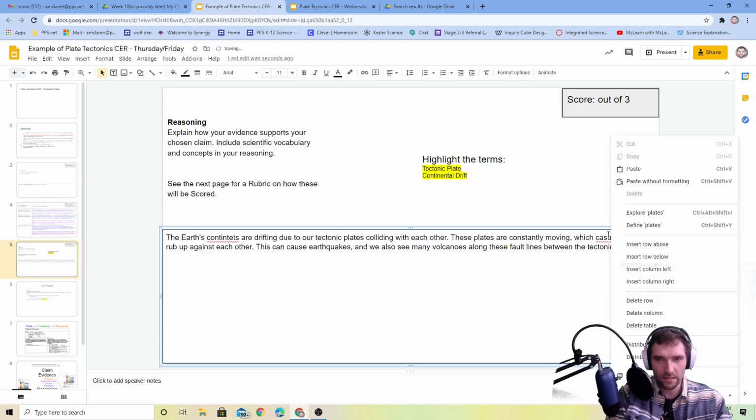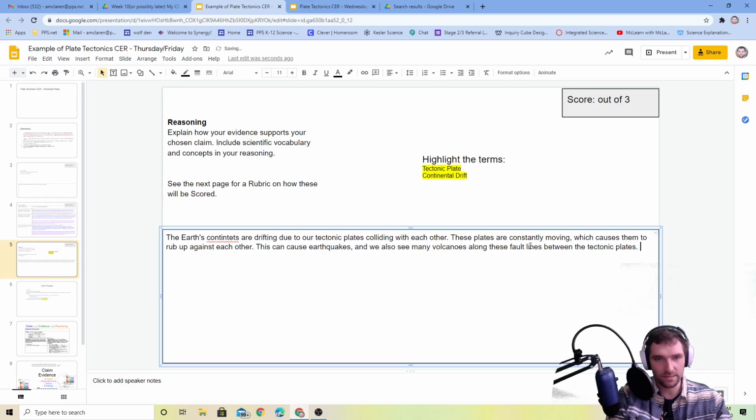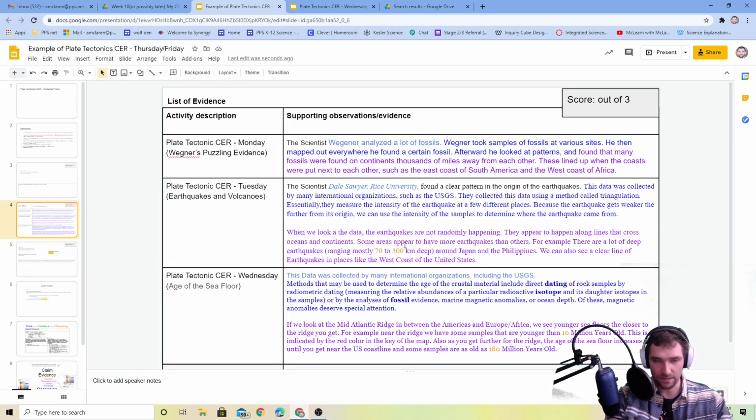You're explaining what tectonic plates are. You're telling me what continental drift is. I'm bringing in some of the evidence right here. Like you can see I'm talking about the evidence in volcanoes. That's some of my evidence. I'm talking and referring to that and tying it into my claim. We should probably also talk about these fossils and how these things line up.